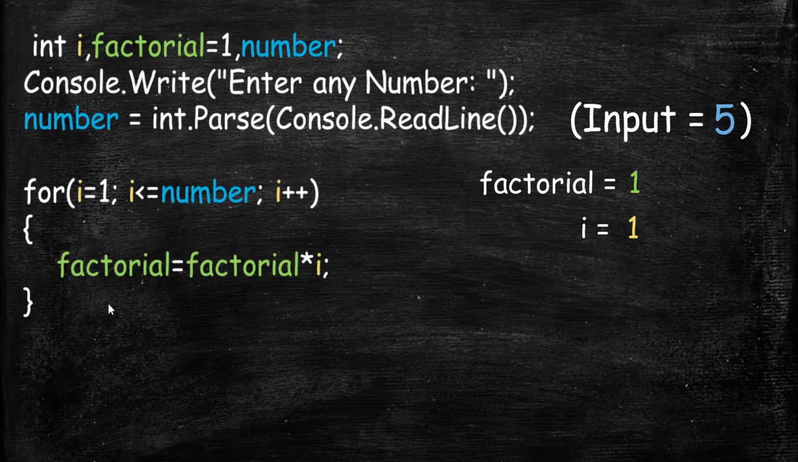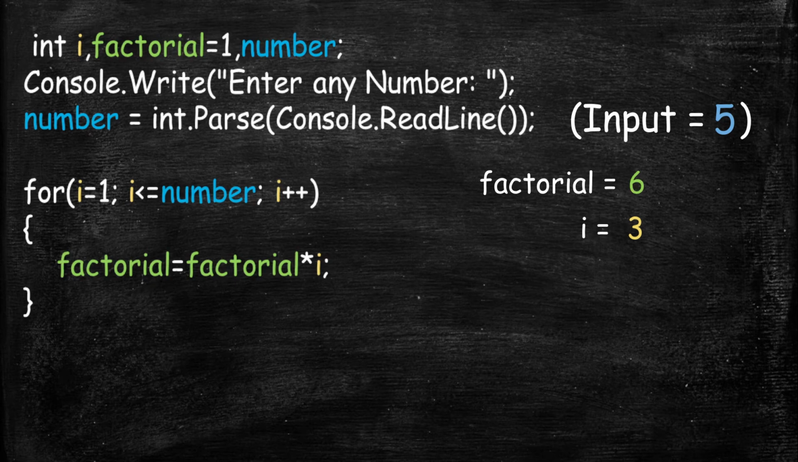Then this loop will run again, and now the value of I will become 2. So our factorial value is 1. So 1 multiplied by 2 gives us 2, and that 2 will be stored in the factorial variable again. And this loop will run one more time, and now our I value will become 3, and our factorial value is 2. So 2 multiplied by 3 gives us 6. So our factorial value will become 6.